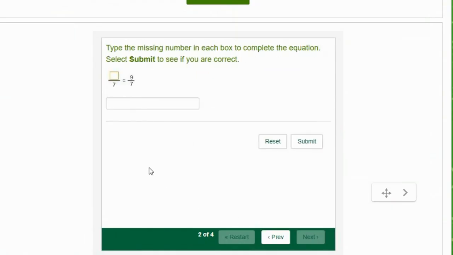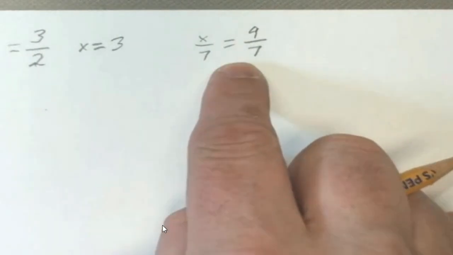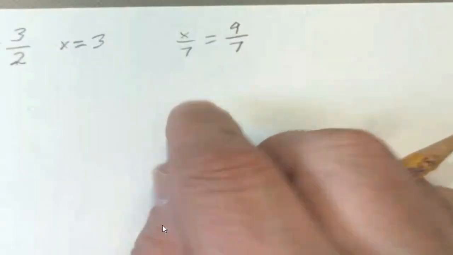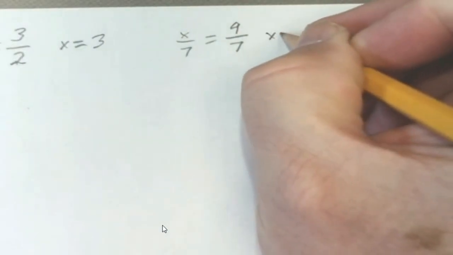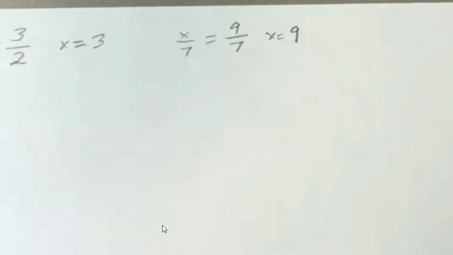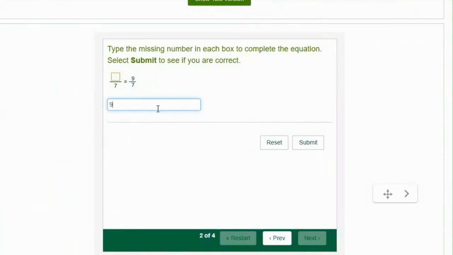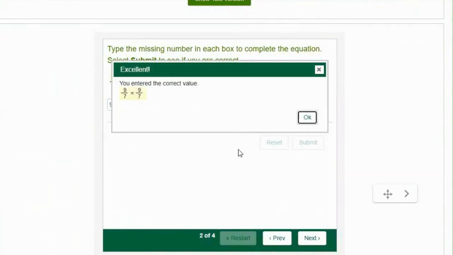How about this one? Blank over 7 equals 9 over 7. I could put an x over 7 equals 9 over 7, or we could leave it a blank, whichever way you want to do. But x equals 9 absolutely is that simple. Submit that. See, 9 over 7 equals 9 over 7.